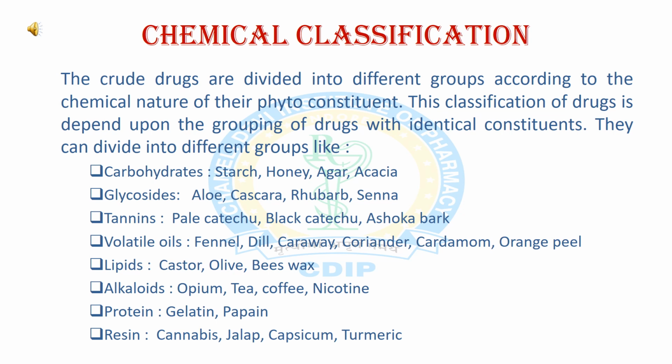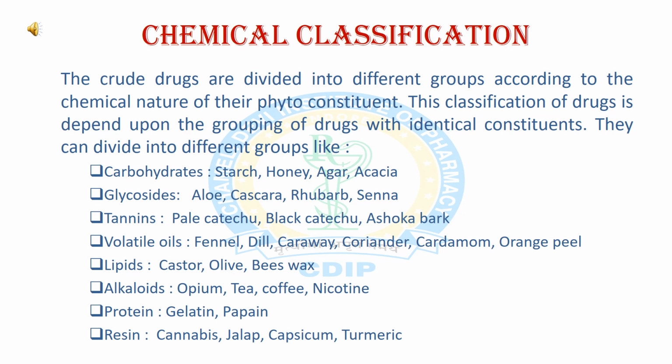Third is tannin containing crude drugs. For example, pale catechu, black catechu or ashoka bark. Next is volatile oil containing crude drugs. For example, fennel, caraway, coriander, cardamom and orange peel. Next is lipid containing crude drugs. For example, castor, olive and bees wax. Next is alkaloid containing crude drugs. For example, opium, coffee, nicotine and tea.